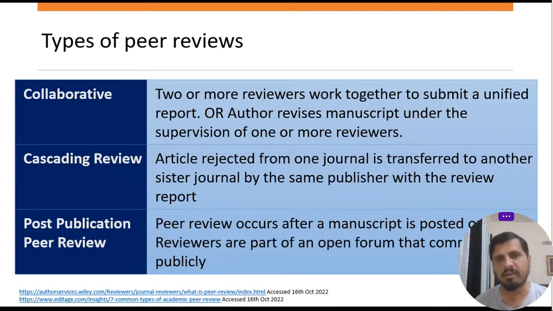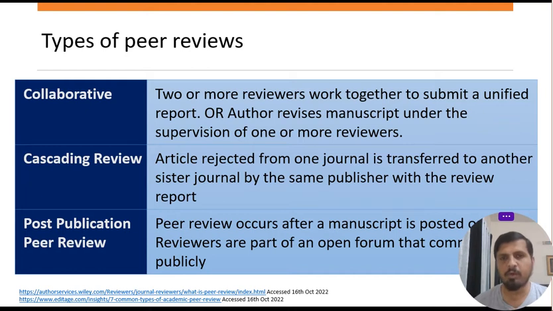Cascading review is the one in which you submit an article to a particular journal and the article gets rejected after the peer review. So what would happen is that that particular journal is going to transfer your article, after your permission, to another sister journal being published by the same publisher. But they're going to send the peer reviewer comments and report along with the manuscript. This is known as the cascading review.